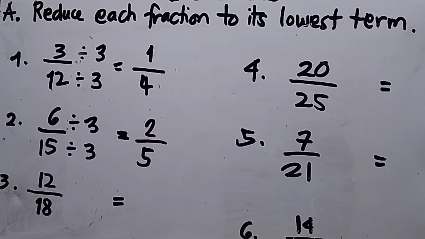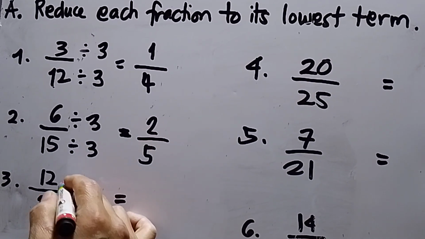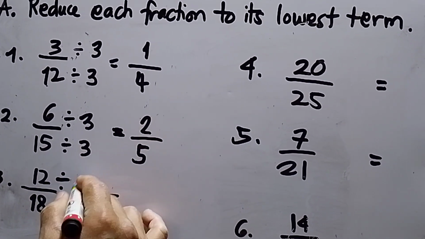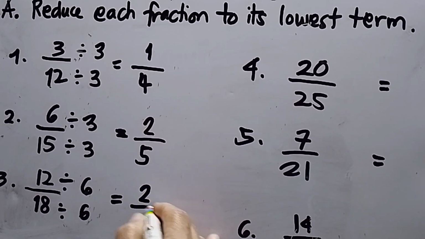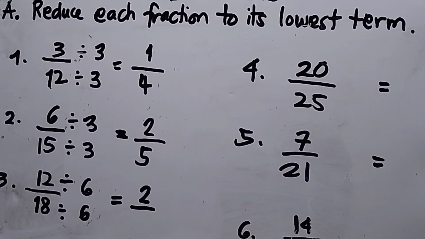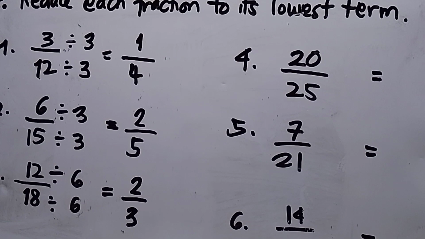How about number 3? The fraction is 12 over 18. So, I can divide this one by 6. So 12 divided by 6 is 2. And then for the denominator, 18 divided by 6 is 3. So I have 2 over 3 for number 3.